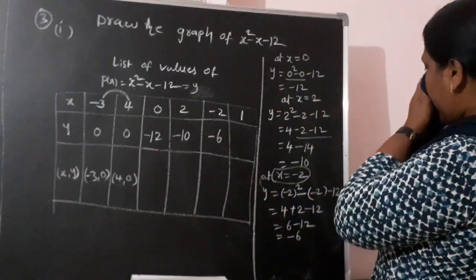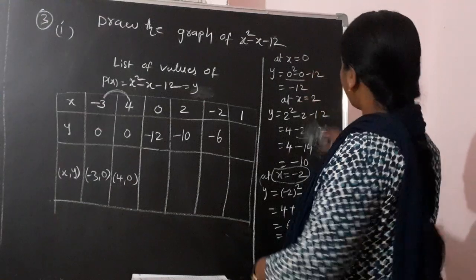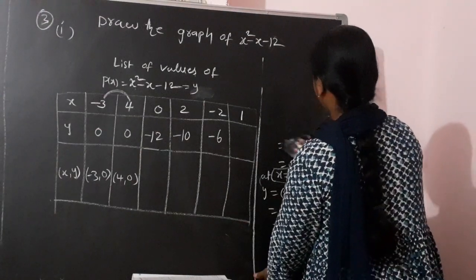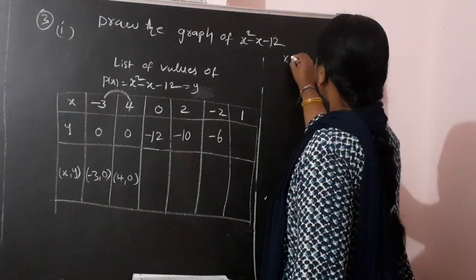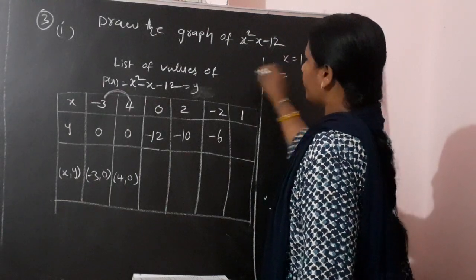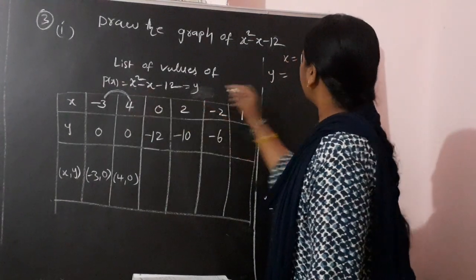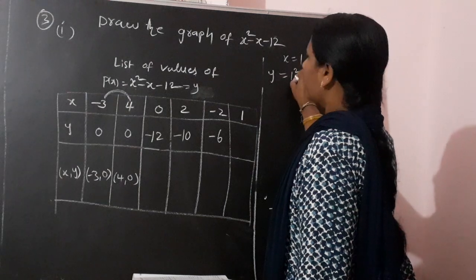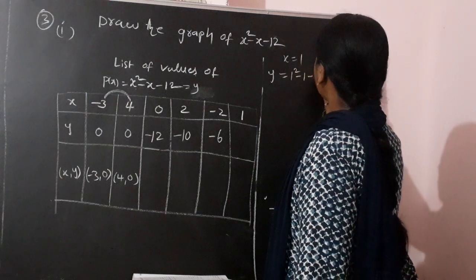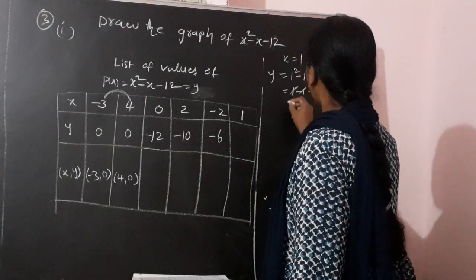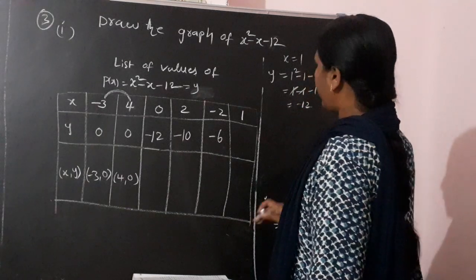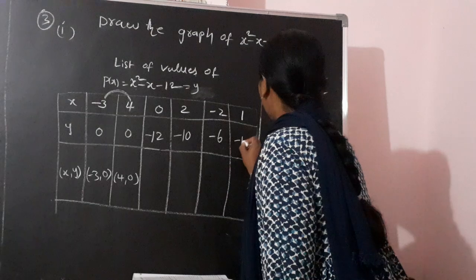Now let's do x equals 1. Let's substitute here. If x equals 1, what is the y value? Substitute 1 in the place of x: 1 square minus 1 minus 12. So 1 minus 1 minus 12. Plus 1 and minus 1 cancel, leaving minus 12. So this is minus 12.